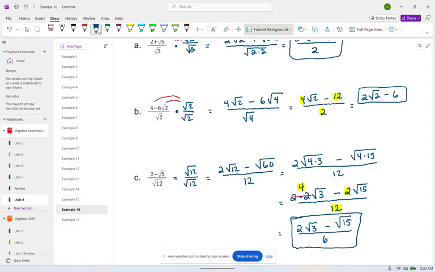Okay, so that's what that one looks like. We've simplified it all the way through. And so that's that example.